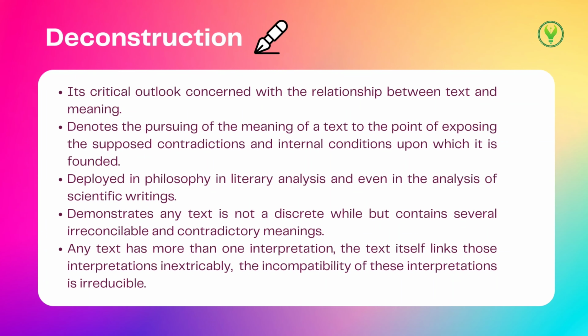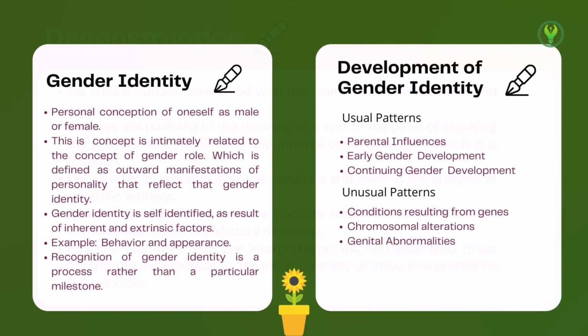Moving on with deconstruction. It is a critical outlook concerned with the relationship between text and meaning. It denotes the pursuing of the meaning of a text to the point of exposing the supposed contradictions and internal conditions upon which it is founded. Deployed in philosophy, in literary analysis and even in the analysis of scientific writings. It demonstrates any text is not a discrete whole but contains several irreconcilable and contradictory meanings. Any text has more than one interpretation, the text itself links those interpretations inextricably, and the incompatibility of these interpretations is irreducible.